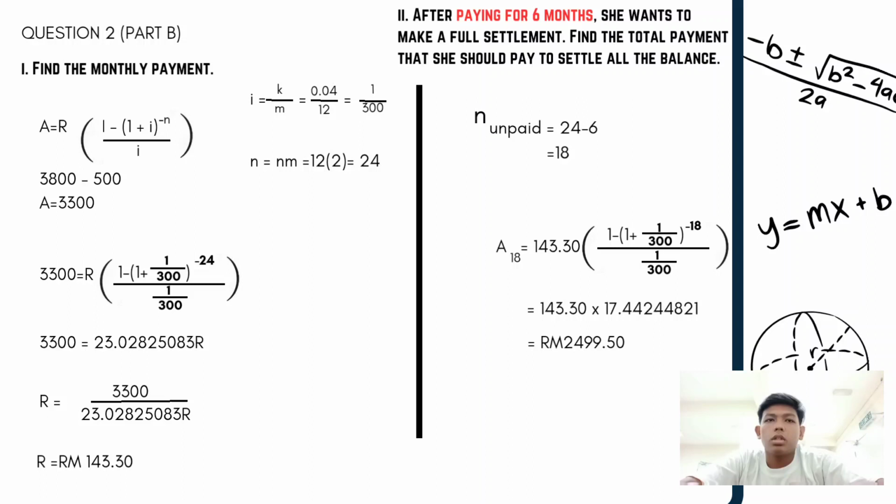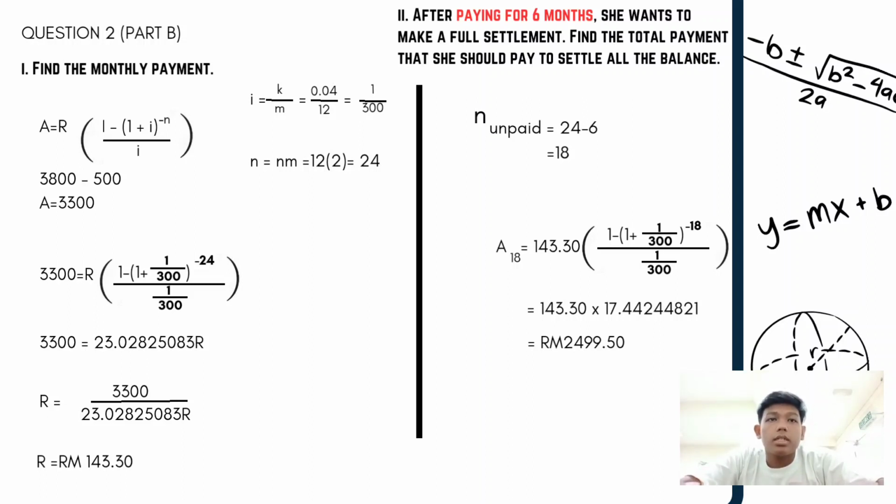After we calculate all the numbers in the bracket, the answer is 23.02825083, and then the 3,300 we need to divide by 23.02825083, so the final answer is 143.3130. Settled for question 1. We go to the last question. After paying for 6 months, she wants to make full settlement. Find the total payment that she should pay to settle all the balance.